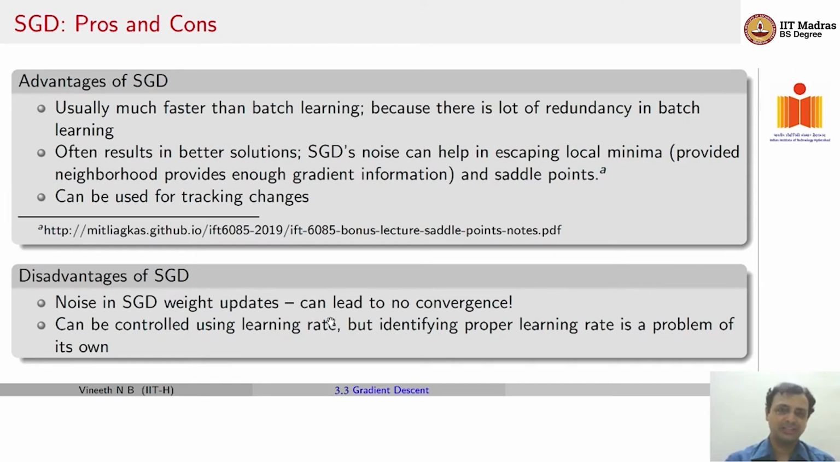If in the first few iterations things are not going well for you, just stop. Go back and start at a different location and start all over again. It's a fairly simple solution. This can also be controlled using a learning rate. If the gradient is noisy, don't use a high learning rate. So it can also be controlled using a learning rate, but then identifying a proper learning rate can be a problem of its own. And that's the problem we're going to talk about next.